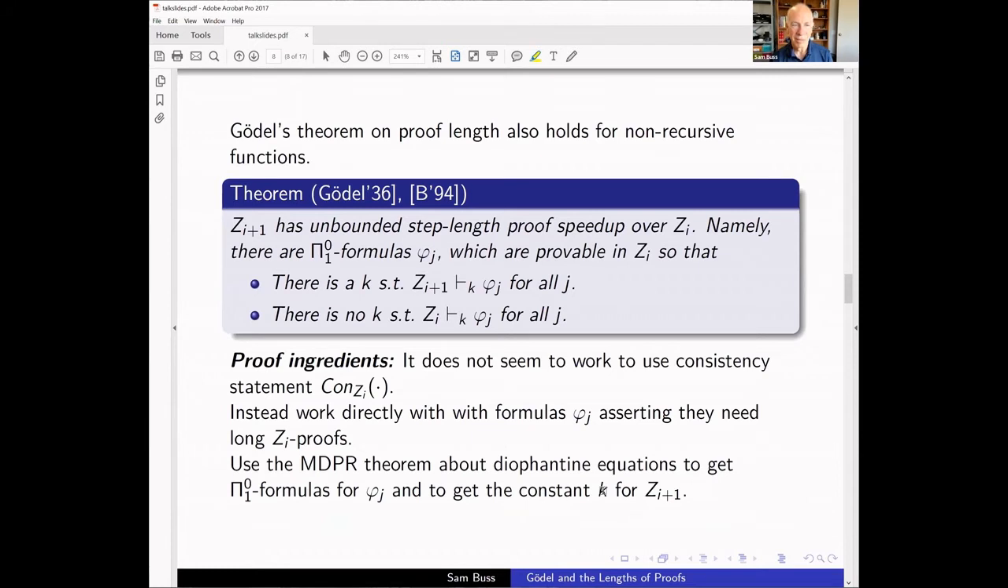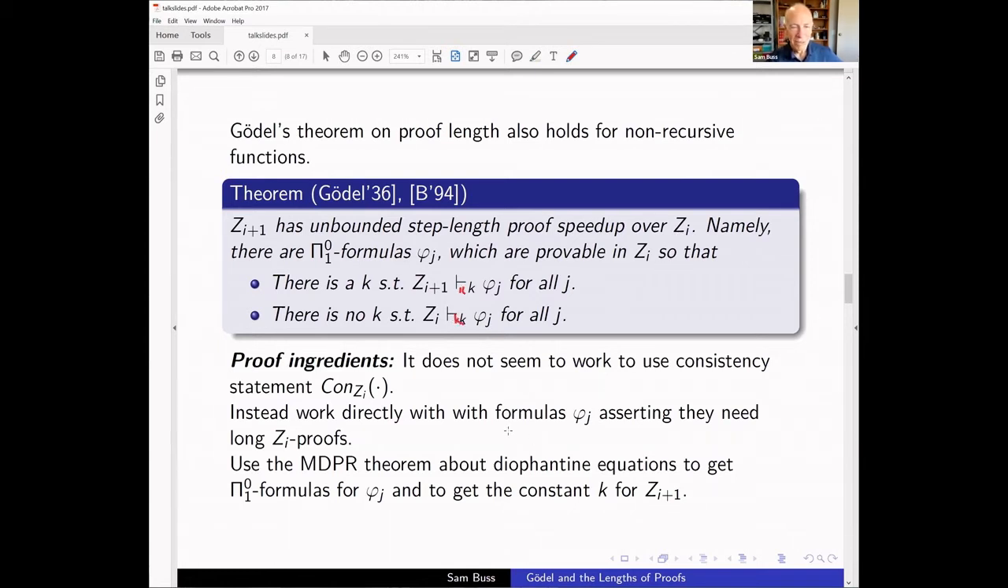The theorem here: Z_{i+1} has unbounded step length proof speedup over Z_i. Namely, there are Pi^0_1 formulas phi_j which are provable in Z_i, and there's a fixed value k such that Z_{i+1} has a k-step proof of phi_j for every j, but there is no fixed k such that Z_i has a k-step proof of phi_j for every j. Oh shoot, the subscripts came out wrong; the k is supposed to be sitting under the turnstile there. Sorry for the typesetting issue.